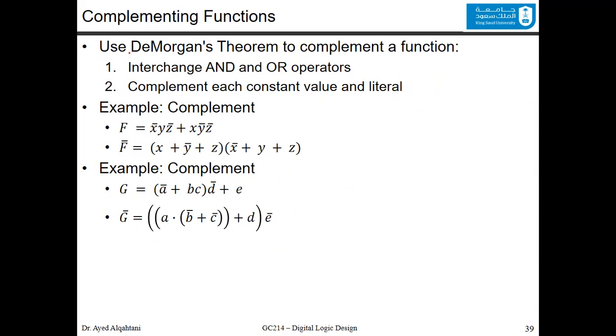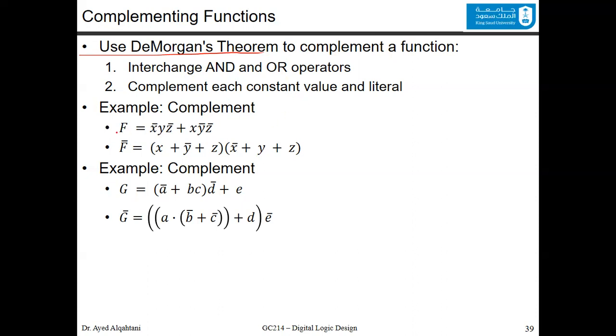Another usage of the Boolean algebra is complementing a function. We can apply De Morgan law or De Morgan theorem. Just to remember it, we have this saying: you break the line and change the sign. So we use De Morgan theorem to complement a function. You interchange the AND and OR operators, and you complement each variable's value.